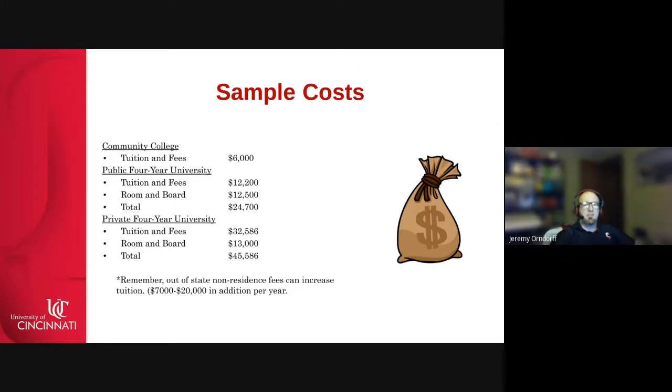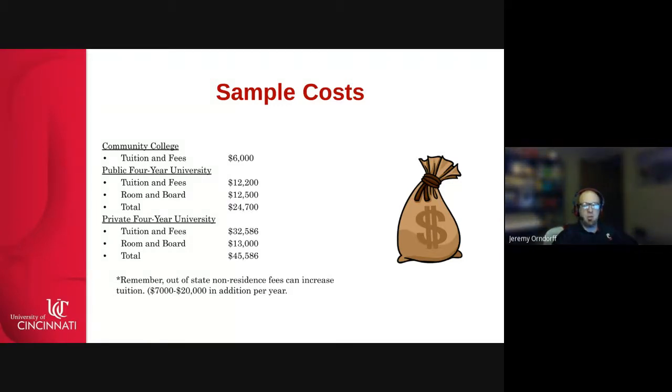So this is just kind of averages, right? We've got four different schools here, and averages for tuition and fees for a community college, a public four-year university, and a private four-year university. As you can see, generally speaking, community colleges don't have dorm options. That's not how they're set up. So you're just going to have tuition and fees. Again, these are averages. You might have $6,000 for tuition and fees at a two-year community college. For a four-year public university, a good average is $12,200 for an in-state resident. There would be additional costs for room and board. Again, we've got an average there, $12,500.